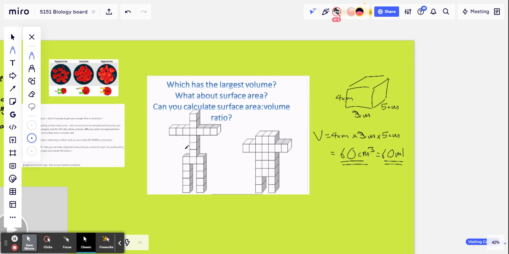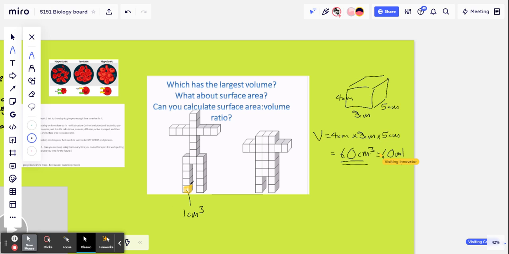Anyway, we look at these little objects here, and we can see they're all made out of these little cubes. Let's just imagine that each cube is 1 centimeter cubed. So 2 of them would be 2 centimeters cubed, right? We're going to work out the volume of each of these shapes. I'll pause the video and you can do that.